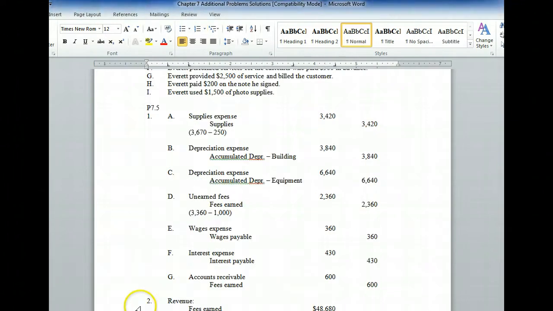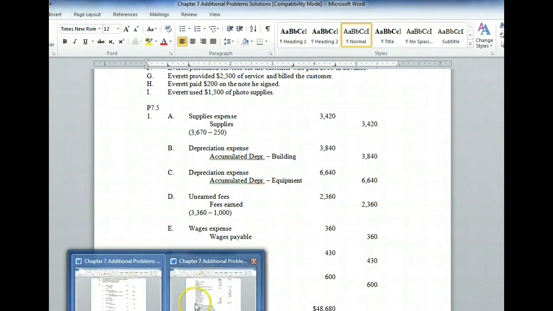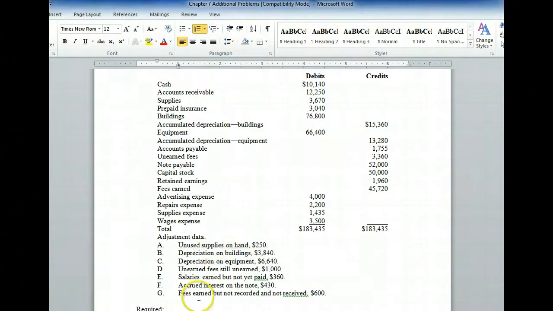So we've done these in class. Here's the entry right here, depreciation expense, AD. C is kind of the same thing. It walks you through the depreciation expense in AD. I'm not going to run through that one right now, but you can look at the problem here. It's the same thing as B. So C, depreciation expense, and accumulated depreciation equipment would be the credit.